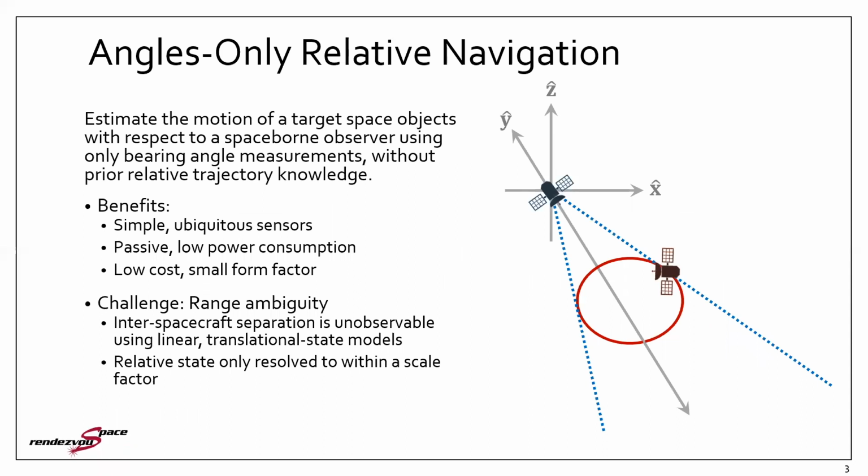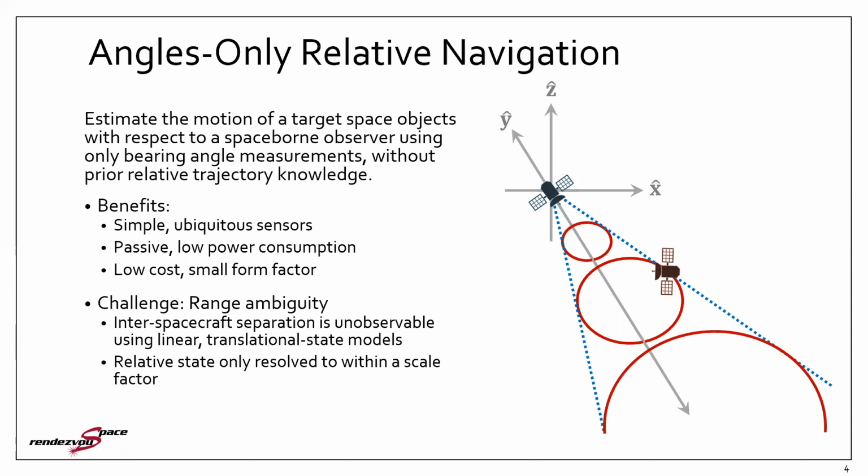By angles-only relative navigation, I mean estimating the motion of a target space object with respect to a spaceborne observer using only bearing angle measurements. This is an extremely attractive paradigm because it makes use of sensors such as star trackers that are already ubiquitous in satellite applications. It's also passive and doesn't rely on cooperation from the target object.